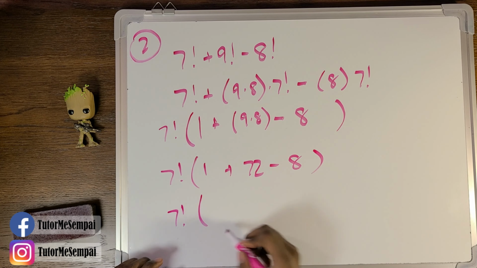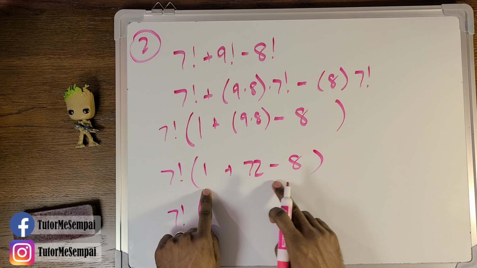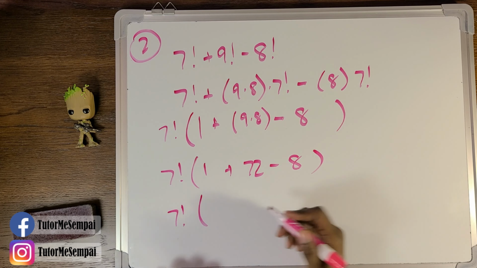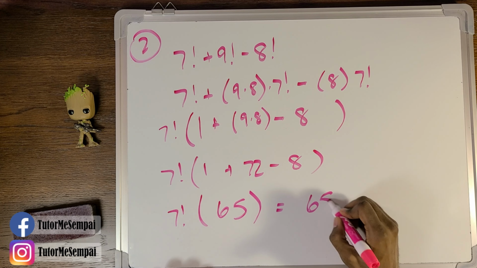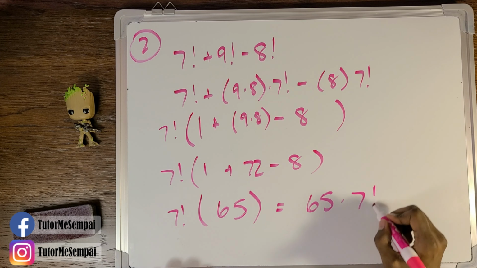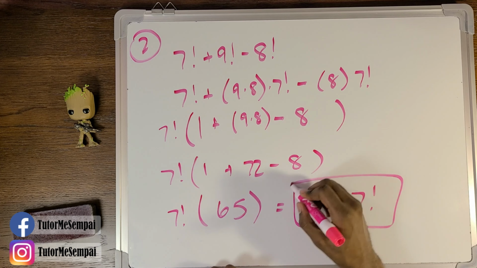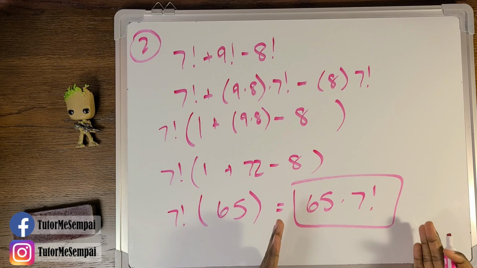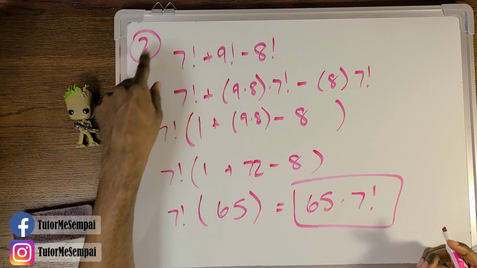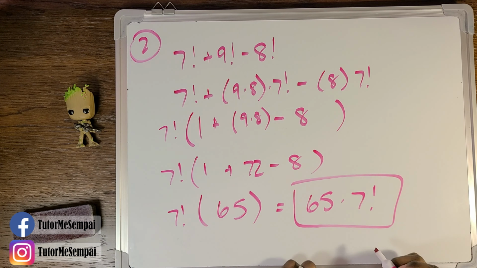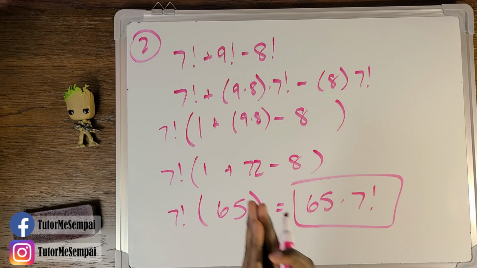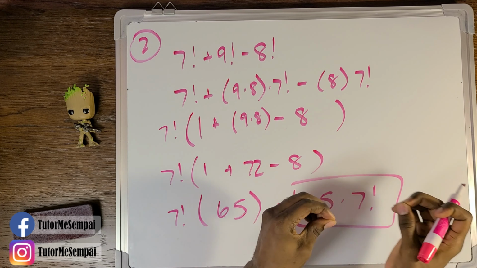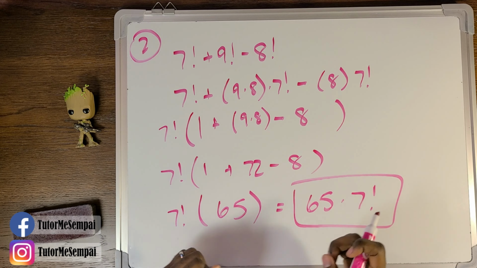7 factorial, and what's 1 plus 72 minus 8? Well, this is going to be 65. So we can rewrite this as 65 times 7 factorial. So with this as our final answer, it doesn't look that much simpler, but we did reduce it from having 3 factorials to just 1. So remember, the first step should be identify what is your smallest factorial so we can work on extracting that out. But let's jump into our last example for today.